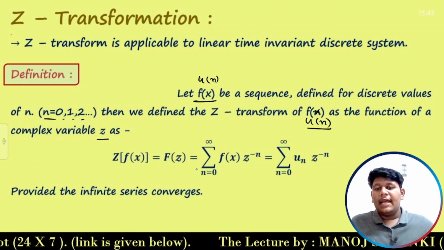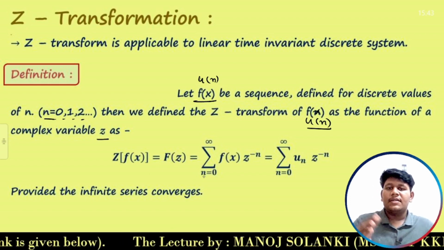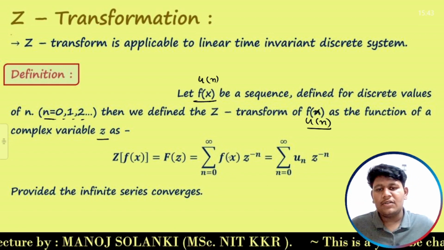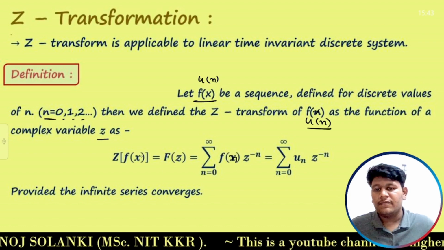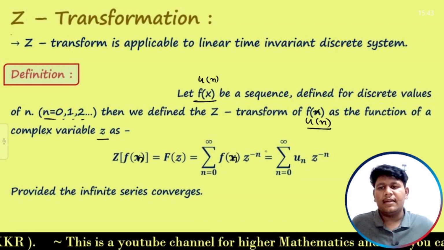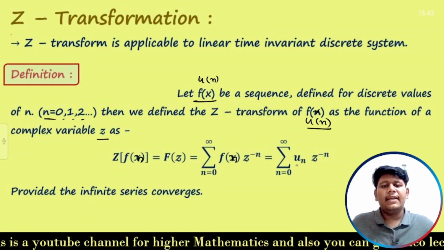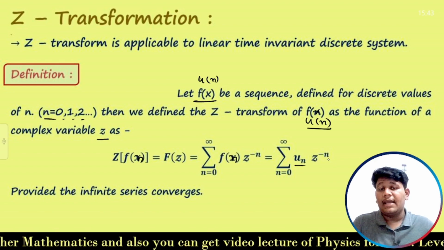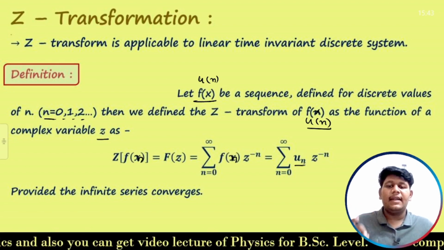So basically we have this type of function, the summation from n equals 0 to infinity of f of n, not f of x. We are using the n abbreviation here. You can also take it as u_n, so it is u_n z to the power n minus 1, provided the infinite series converges.